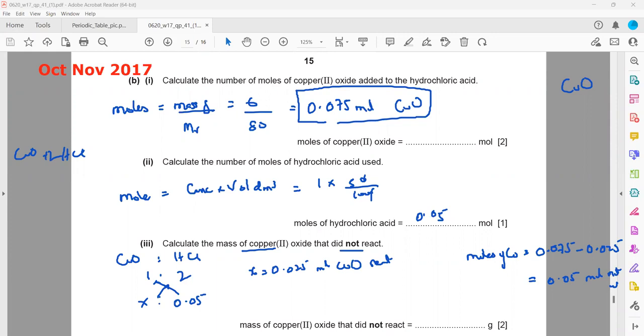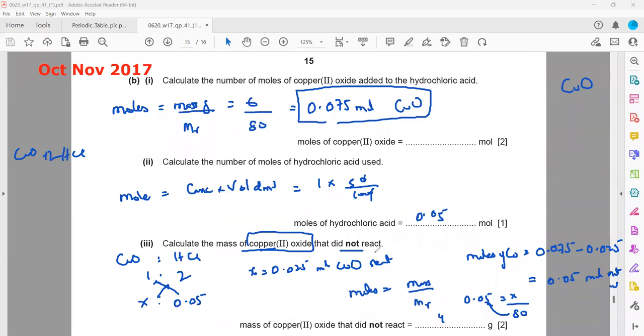And now we need the mass in grams. The question is what mass of copper oxide does not react? So you have the formula: moles equals mass in grams divided by molar mass. The moles which do not react were 0.05, mass in grams we don't know, and the molar mass of copper oxide we already found in the first part, that was 80. So we multiply 80 by 0.05. That gives 4, so 4 grams of copper oxide does not react.